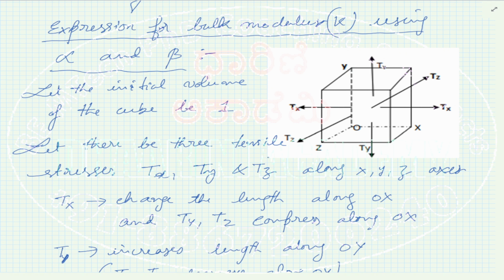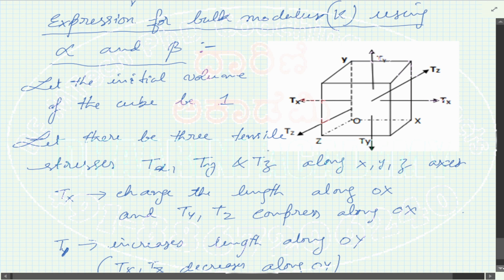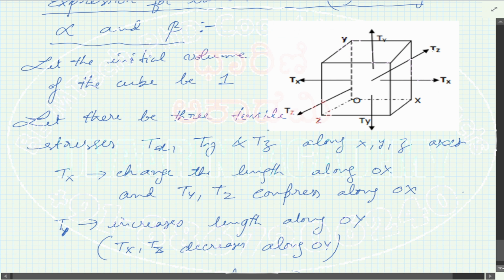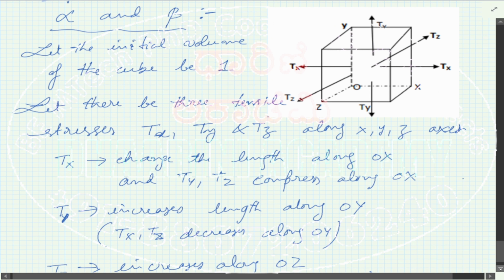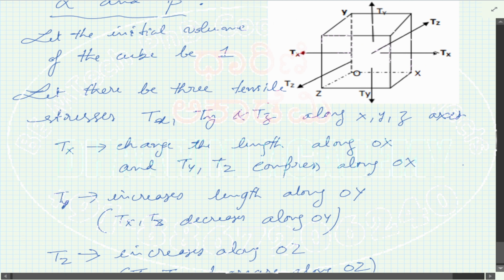Ty is the force that is being applied along the y-axis. At the same time, there is another tensile force, Tx, along the x-axis, and another one, Tz, along the z-axis. Also, you can see that we assume the total volume of the cube to be equal to 1. Now, the characteristics of these tensile forces or tensile stresses are as follows.